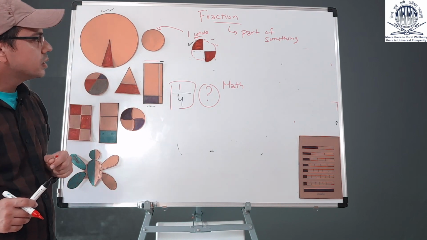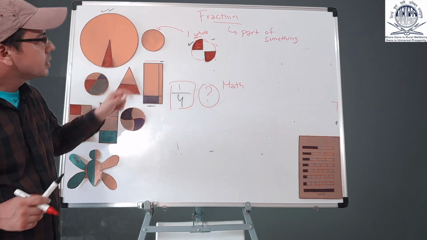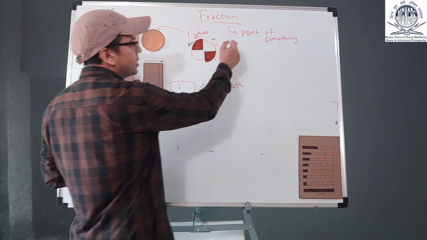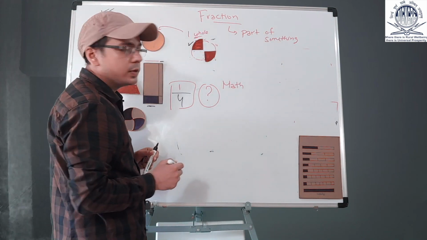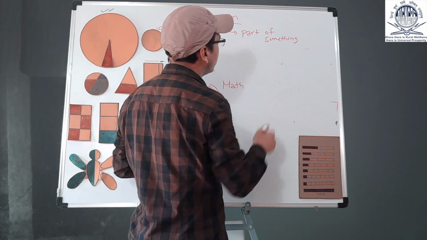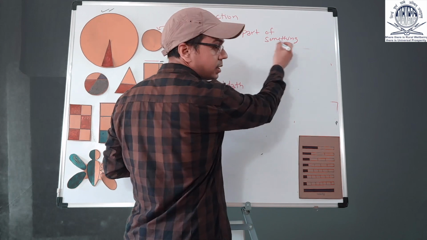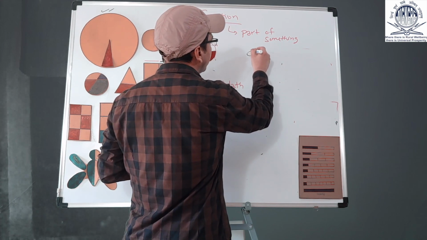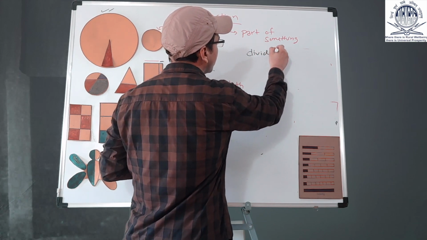So what we need to understand is that in mathematics, we don't say fraction is only part of something. We say it's part of something when that something is divided equally.